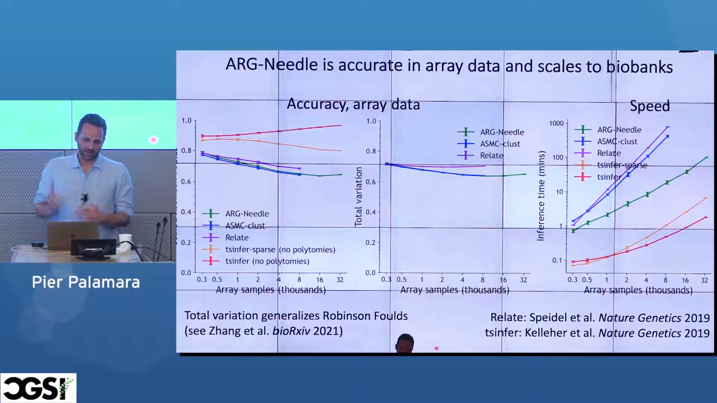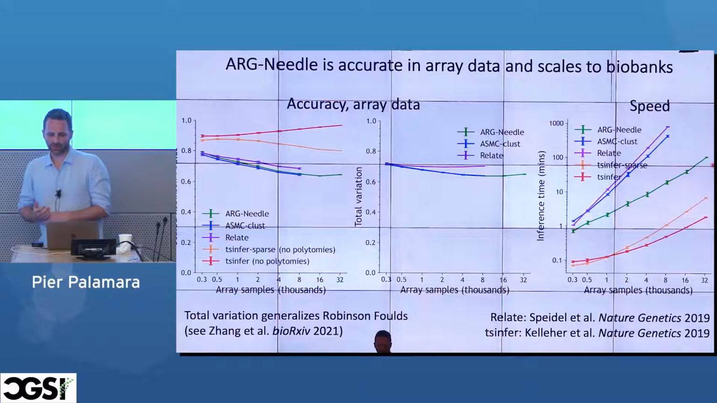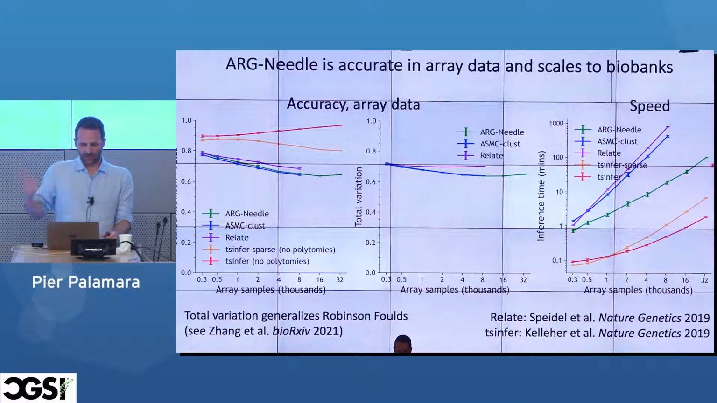And then speed, we want this to be scalable. The quadratic method ASMC is good for accuracy, but it's a bit slow. It scales quadratically. ARGneedle is scaling well. It's not the fastest method. tsinfer is faster, but you have more accuracy with ARGneedle, and this is scaling well as a function of sample size. So we can apply it to large data sets like the UK Biobank, for instance.